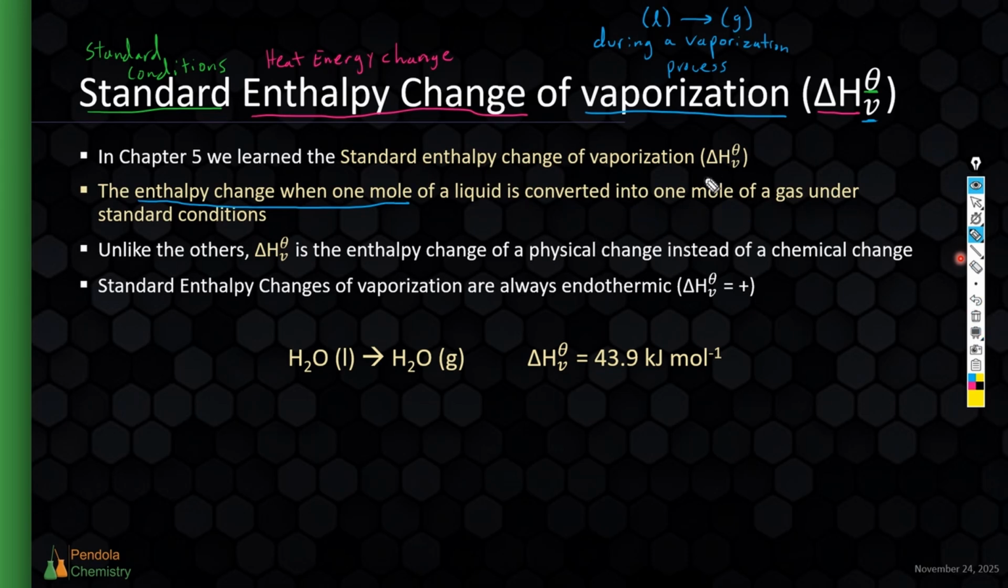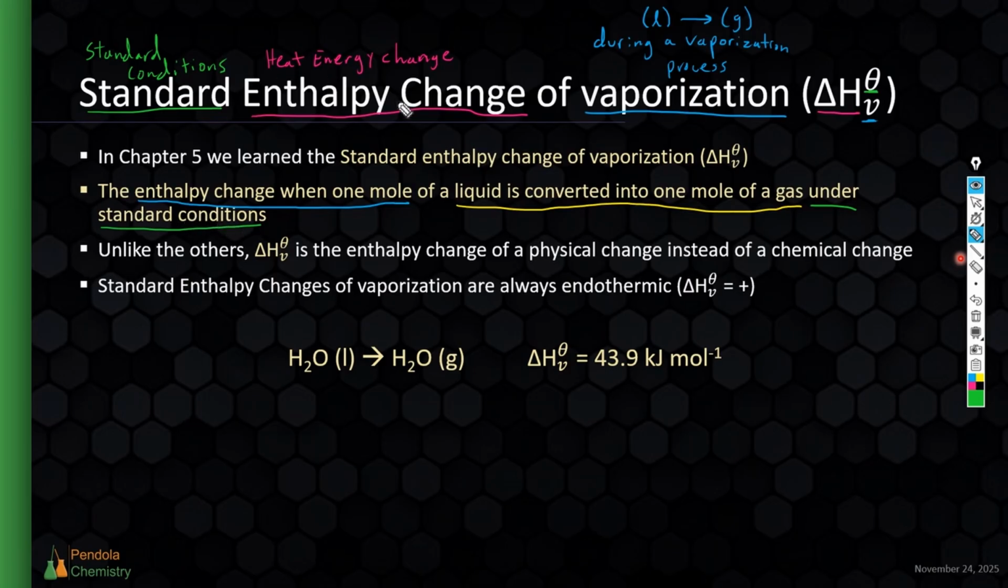Liquid is converted into 1 mole of the gas. So 1 mole, very important for the standard enthalpy changes, of a liquid is converted to 1 mole of a gas. So the process is liquid to gas. The amount is 1 mole of that liquid being converted to 1 mole of that gas. And then the third part to this definition is under standard conditions. Why? Because this is a standard enthalpy change of vaporization, not just the enthalpy change of vaporization. So that green part, that standard, is shown in this part of the definition, under standard conditions.